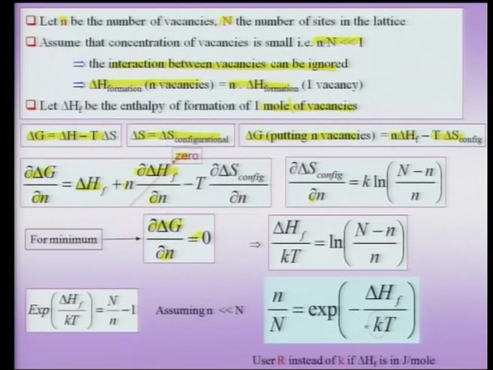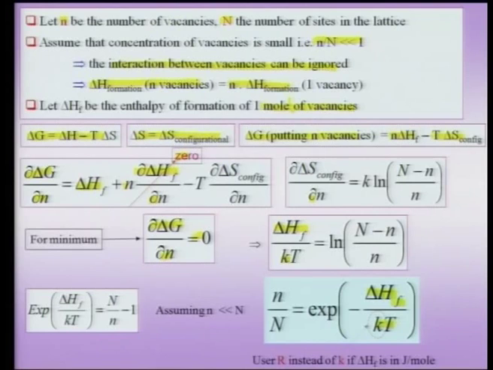For minimization I set dou delta G by dou n equal to 0, which gives me delta HF by KT is equal to ln of (N minus n) by n. Assuming that n is much smaller than N, n by N is exponential of minus delta HF by KT. In other words, n by N is an exponential function of delta HF. Now this delta HF is of course the energy for formation of a vacancy, or in other words a barrier for the formation of a vacancy, and KT is a measure of the thermal energy of the system at a temperature T. This is assuming that n is much smaller than N, that means the concentration of vacancies is much smaller than the number of available lattice sites. So, n by N I can calculate making this assumption.